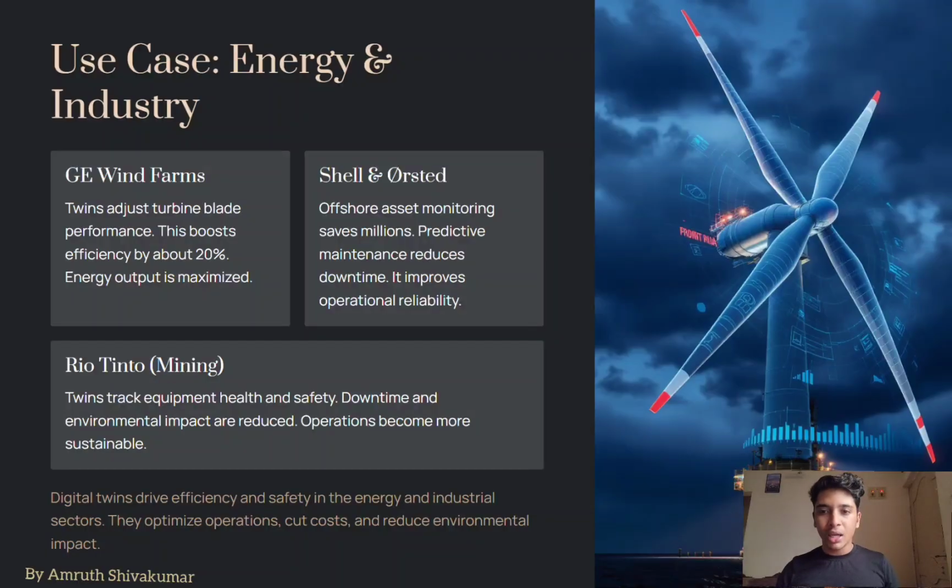In mining, Rio Tinto uses twins to monitor equipment health and reduce environmental damage. Across these industries, twins boost operational safety, efficiency, and sustainability, delivering both economic and ecological benefits.